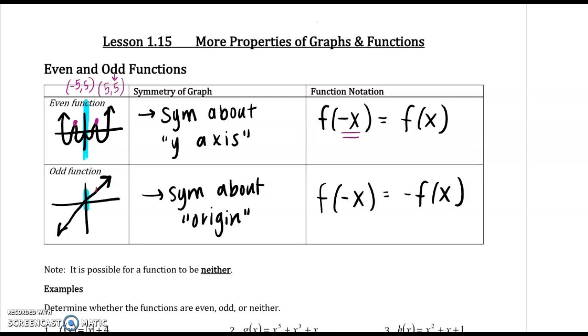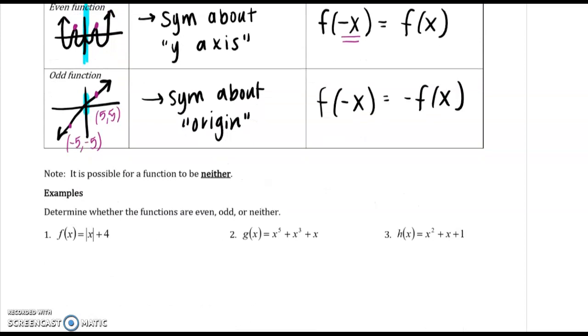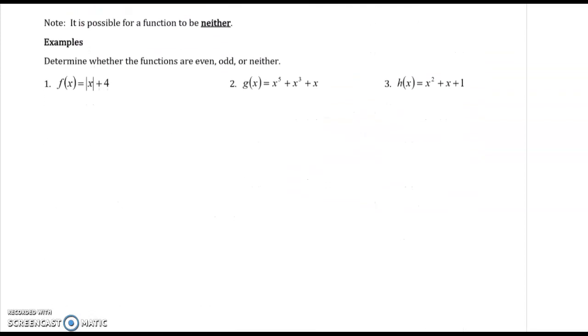But let's say I have the point (5, 5) on an odd function. If I plug in the opposite, I will get the opposite y value. And so that's the main idea here. Let's see how we could test this with the equation. Something could be even, odd, or it could be neither.